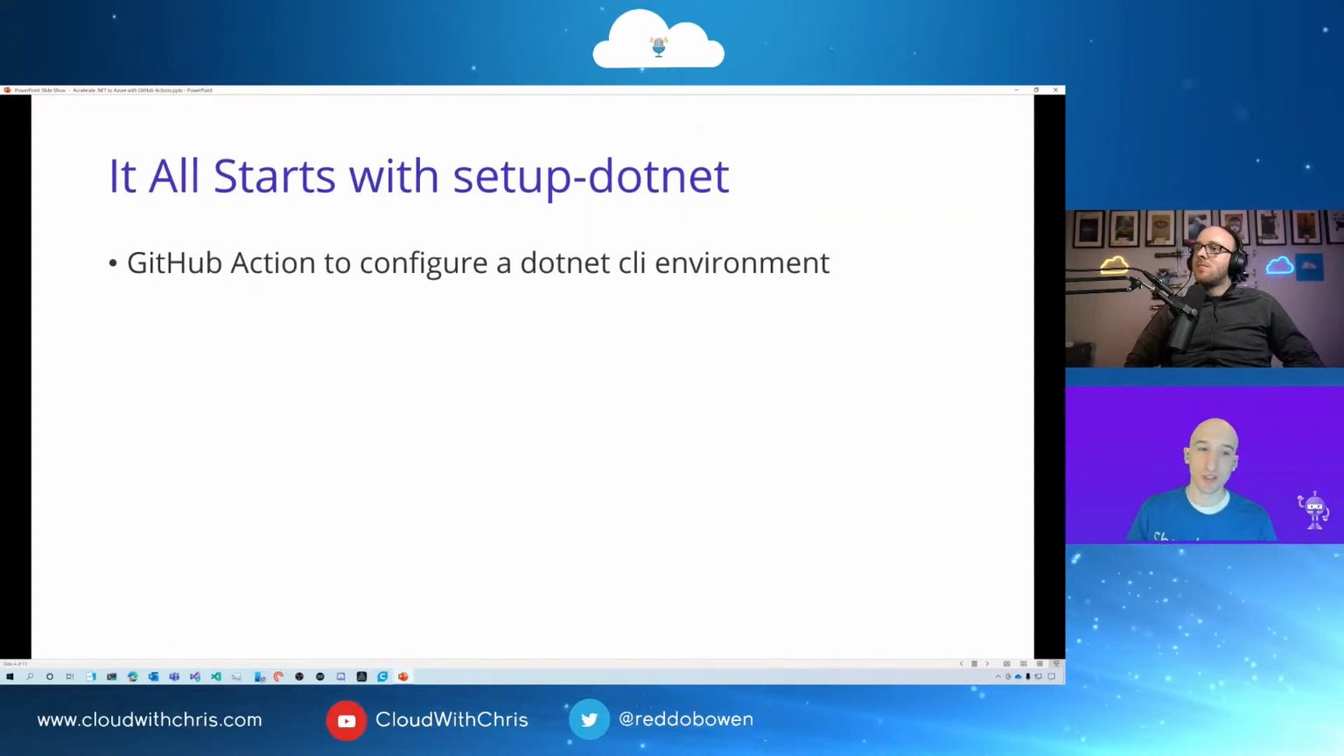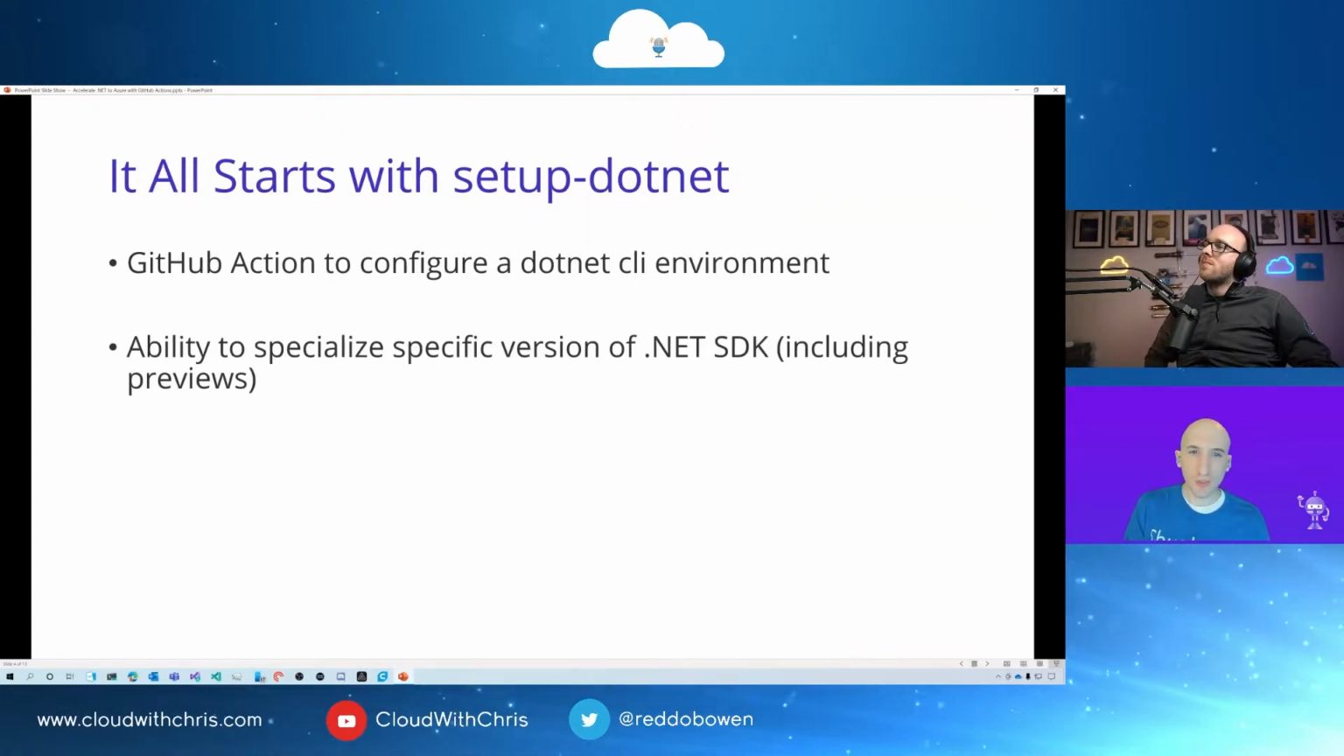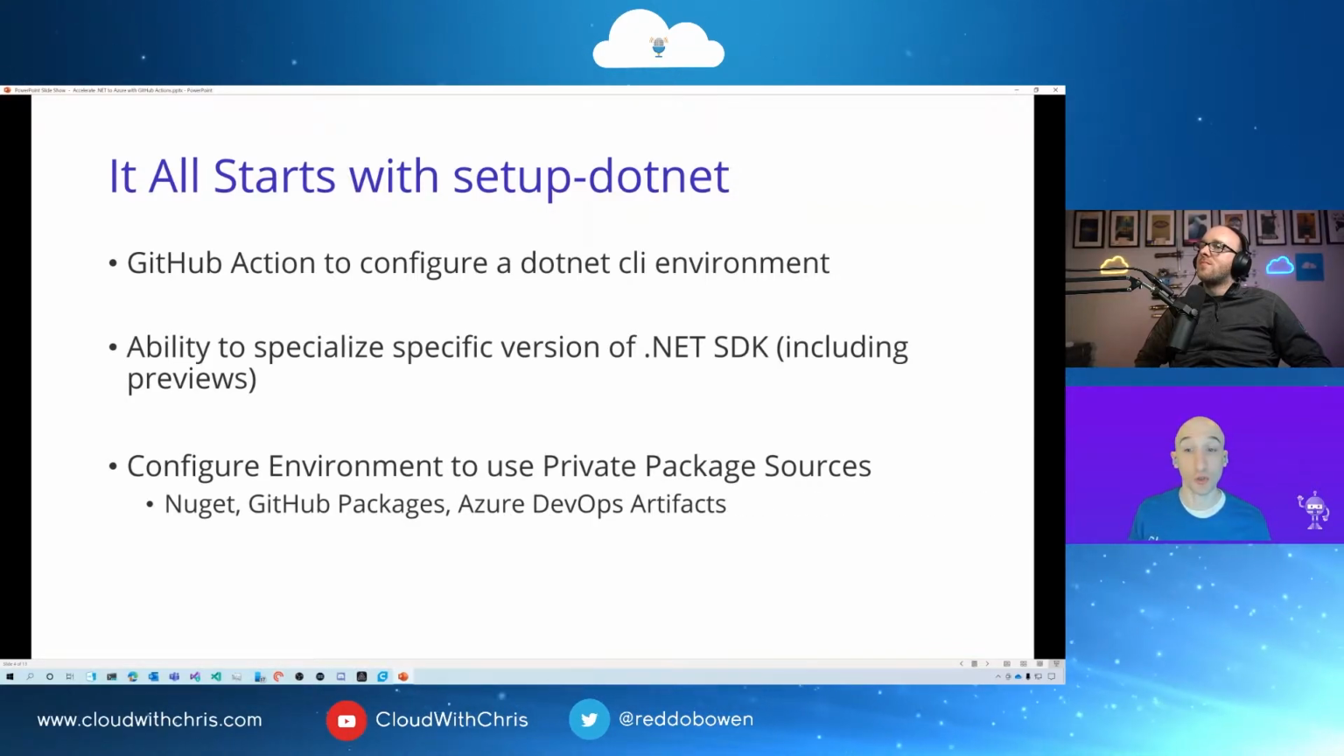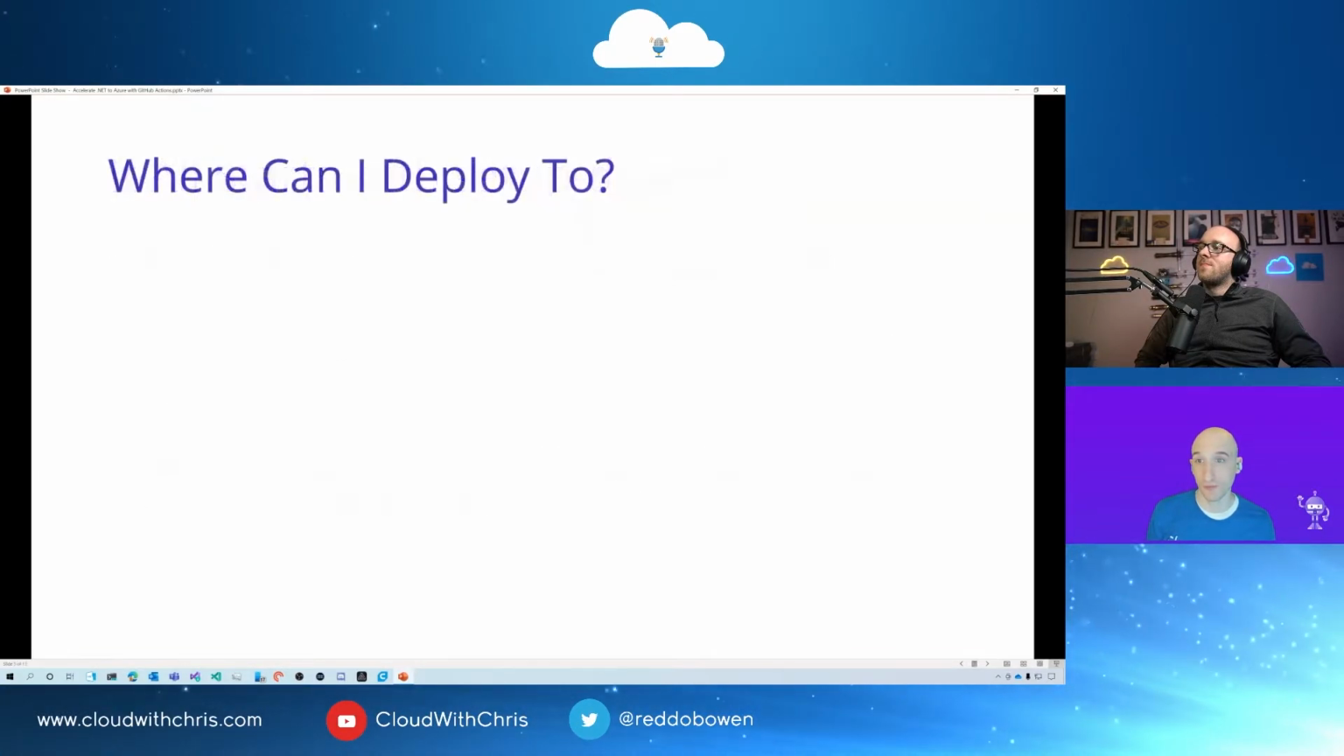The GitHub Actions runners have .NET 5 already pre-installed on them. However, you might want to configure it a little bit differently. Maybe you want to use a preview version. Maybe you want to use a specific channel of .NET. You have the ability to do that using setup-dotnet and configure your environment the exact way you want it. Maybe you want to use private package sources. For instance, maybe you have NuGet packages that are private, or some GitHub packages or Azure DevOps artifacts that are private, and you don't want to put them in the source. You can configure your setup-dotnet environment to handle that for you.